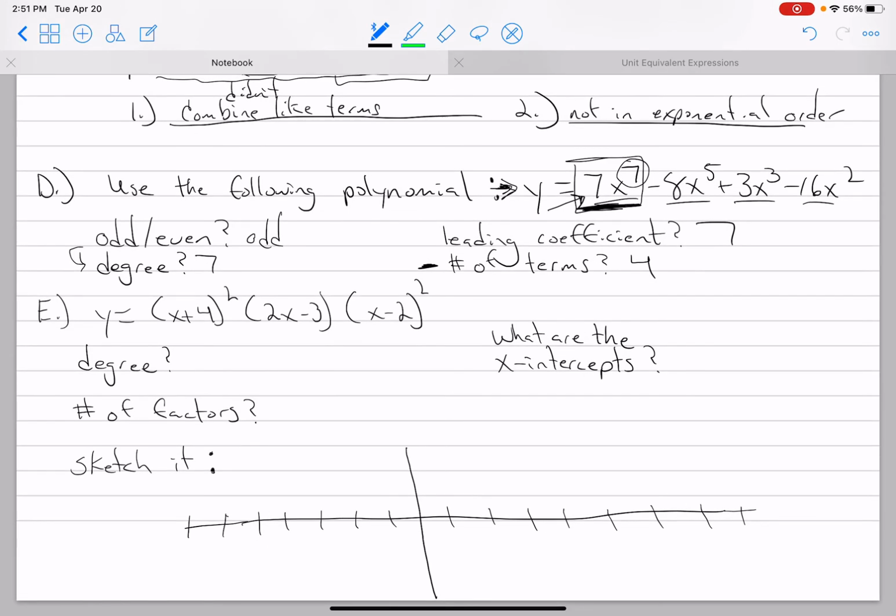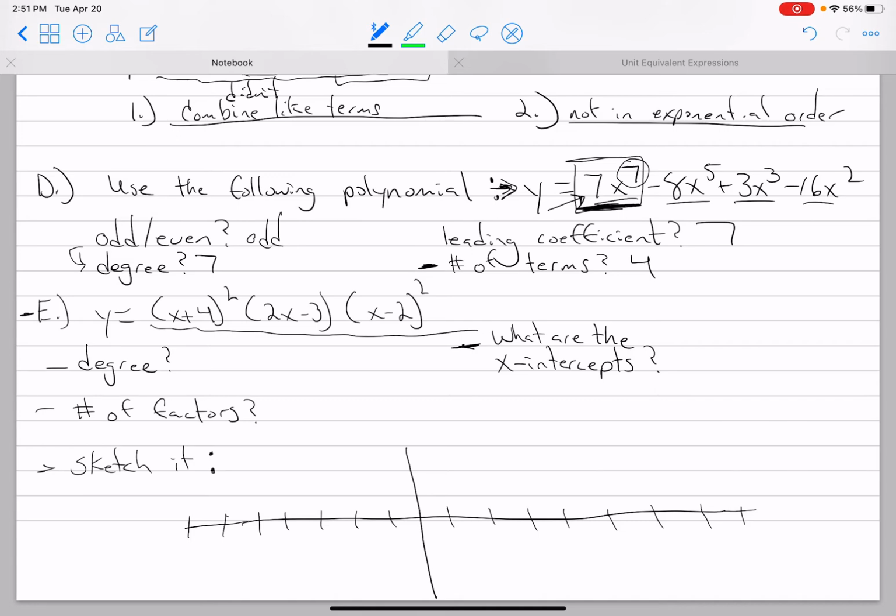All right, last one. Part E says y equals x plus 4. Here we have this polynomial. I want you to tell me, what is the degree? How many factors does it have? What are the x-intercepts? And sketch it.